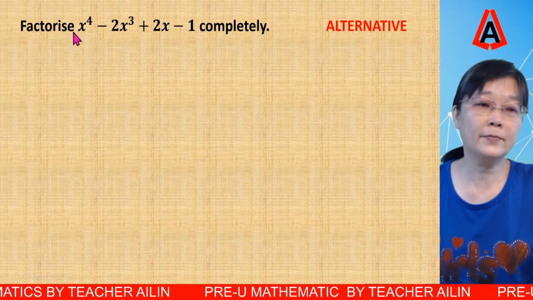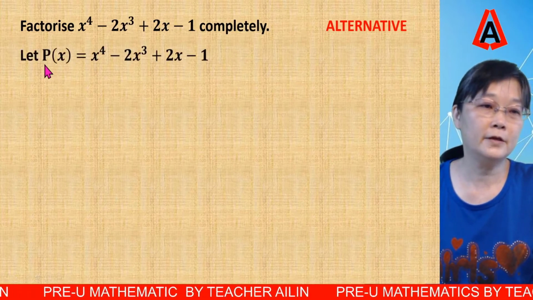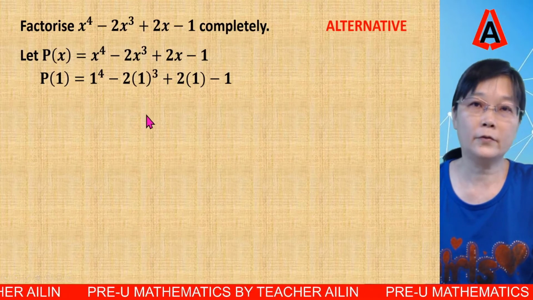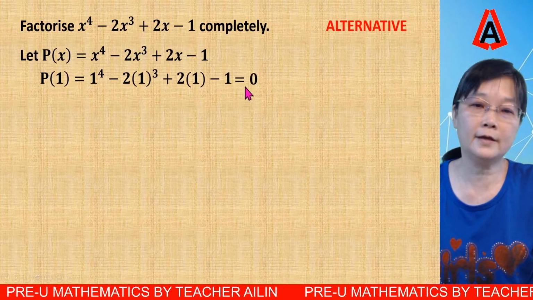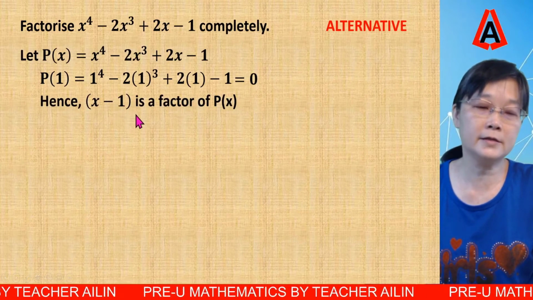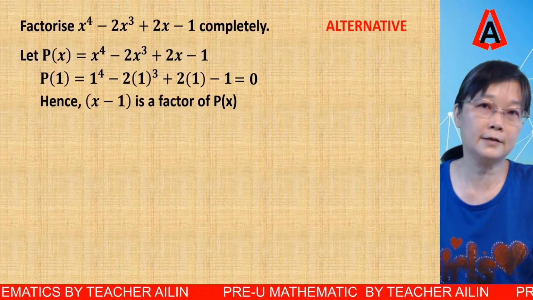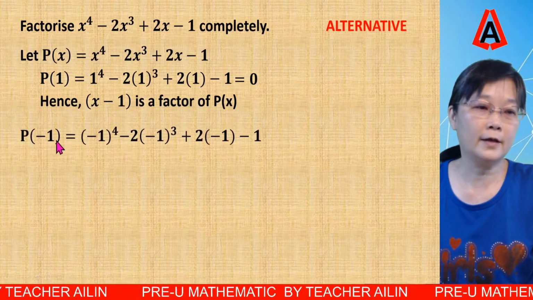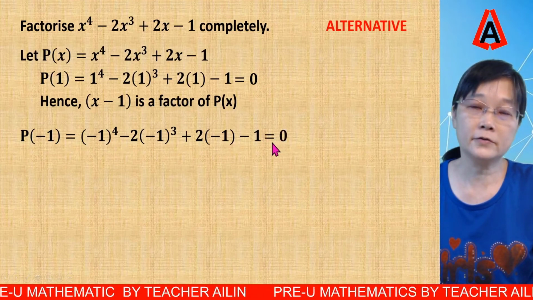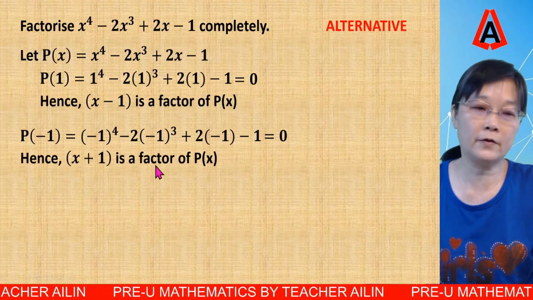To factorize this polynomial, actually we have another method. So first, we use trial and error to find the first factor. So when I substitute x with 1, I find that the answer is 0. So I get the first factor, that is x minus 1. Now I continue to do the trial and error until I get another factor. So when I substitute x with -1, I find that the answer is also equal to 0. It means I get another factor of this polynomial.